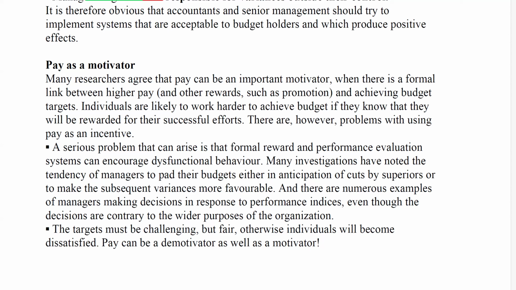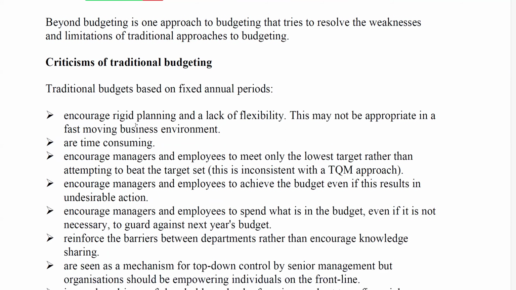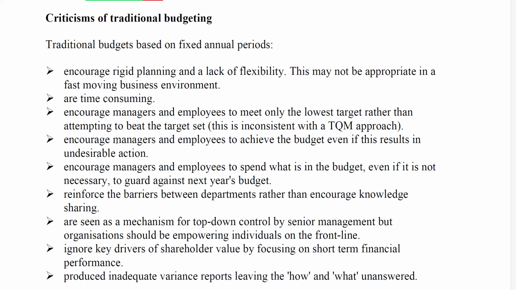So these are the budgeting systems, but we'll talk about one other area, which is what we call beyond budgeting. Now, beyond budgeting is one approach to budgeting that tries to resolve the weaknesses and limitations of the traditional approaches to budgeting. So what are the criticisms of our traditional budgeting systems? Traditional budgets based on fixed annual periods, one, they encourage what? Rigid planning and a lack of what? Flexibility, which may not be appropriate in a fast-moving business environment or modern environment.